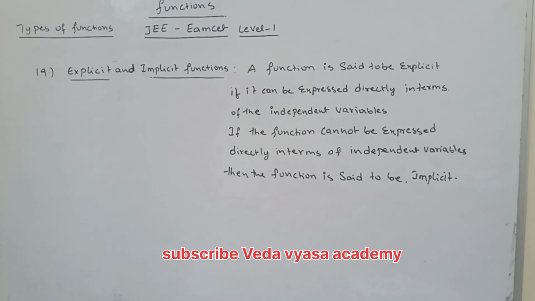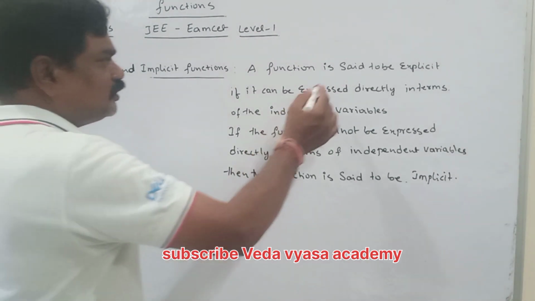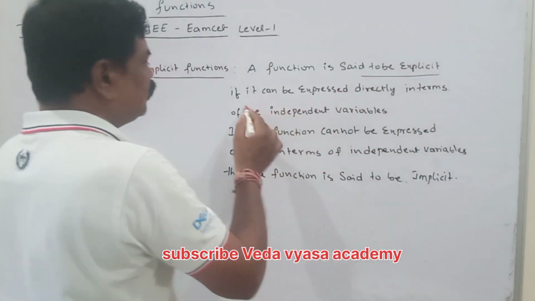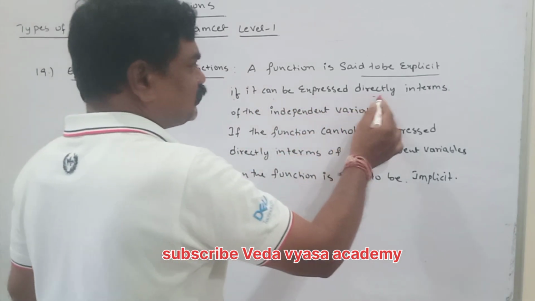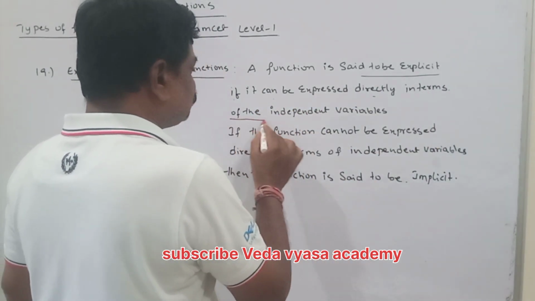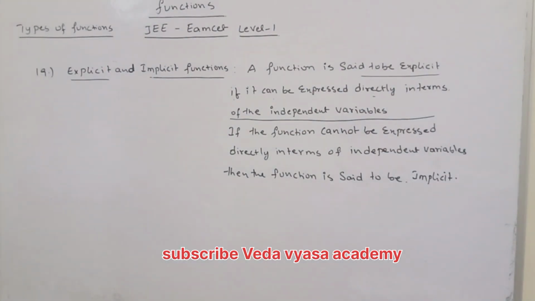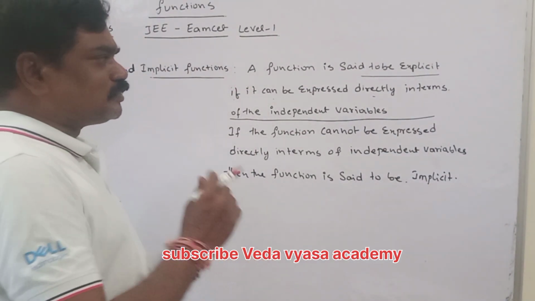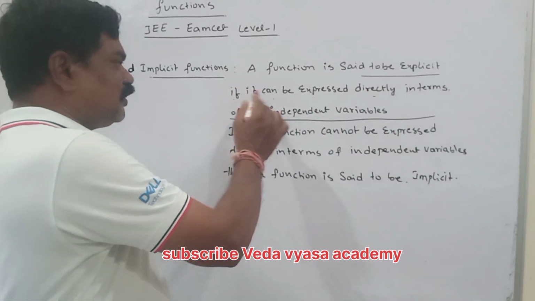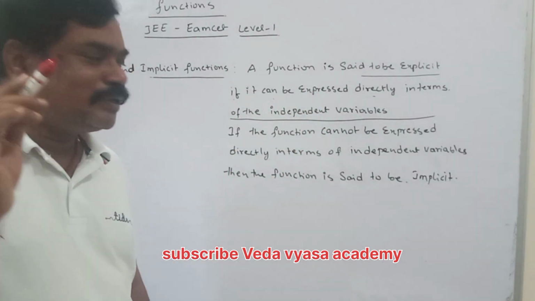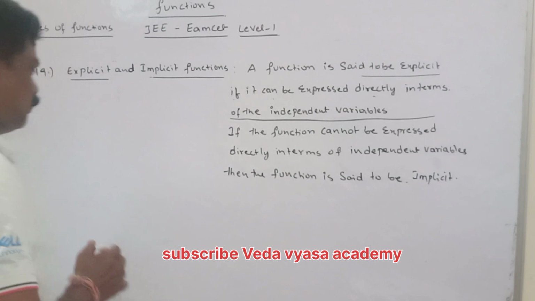Here we have types of function. What is an explicit function and what is an implicit function? A function is said to be explicit if it can be expressed directly in terms of the independent variable.